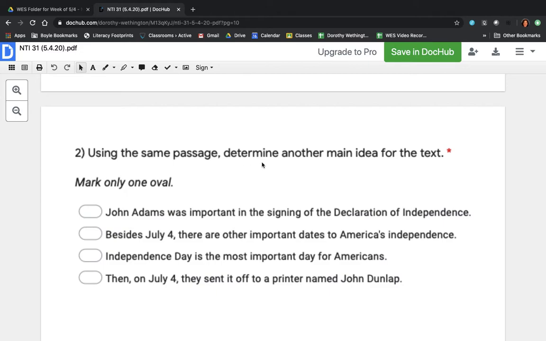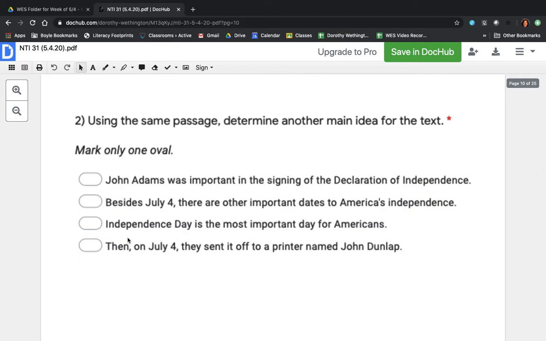Using the same passage, determine another main idea for the text. Mark only one oval. John Adams was important in the signing of the Declaration of Independence. Besides July 4th, there are other important dates to America's independence. Independence Day is the most important day for Americans. Or then on July 4th they sent it off to a printer named John Dunlap.